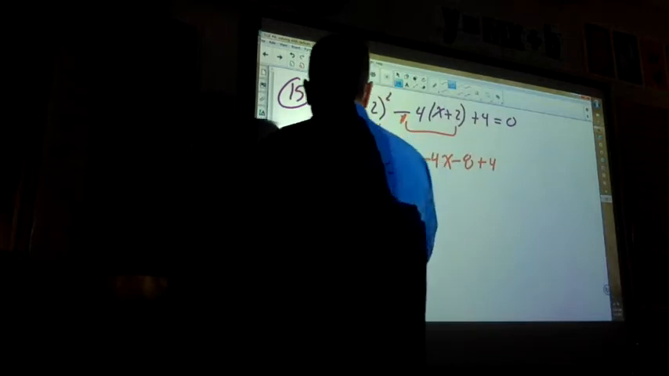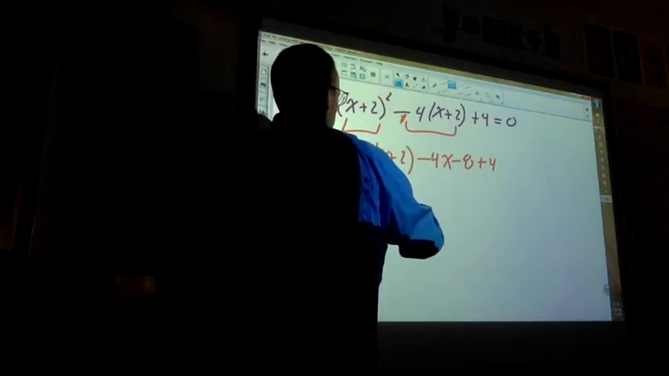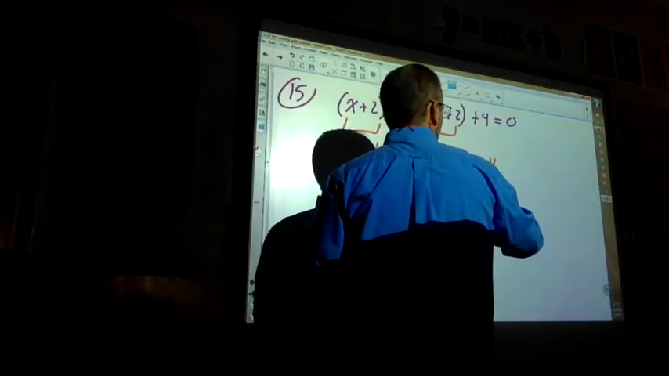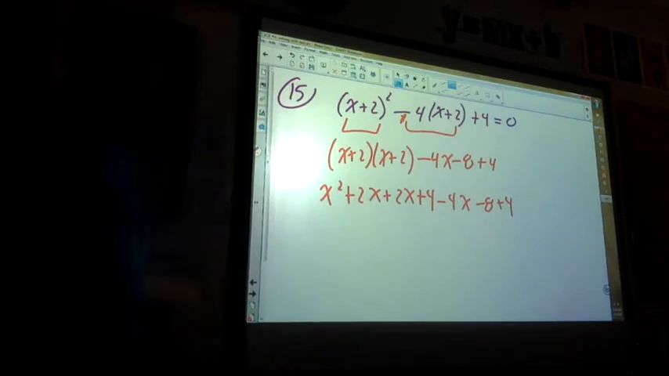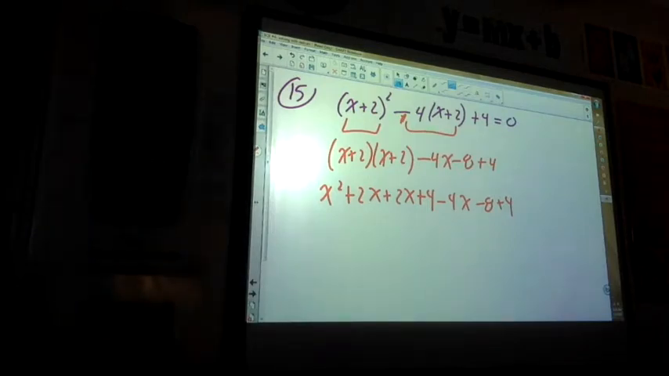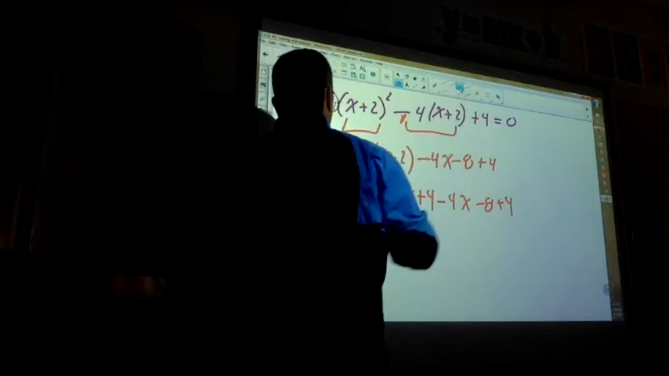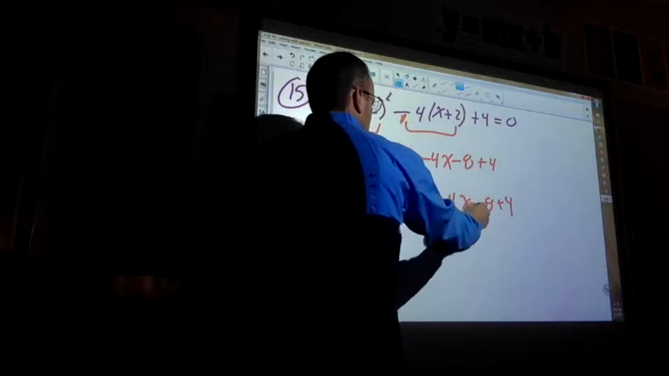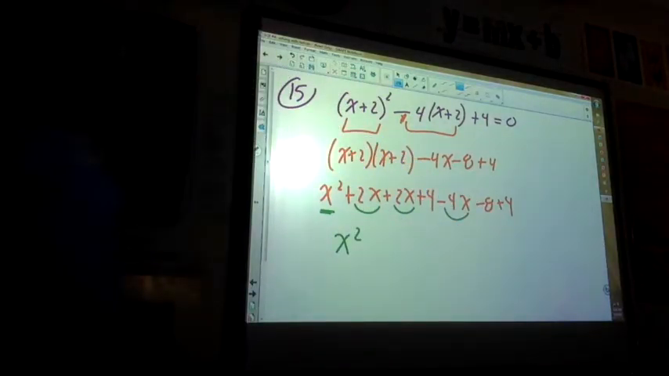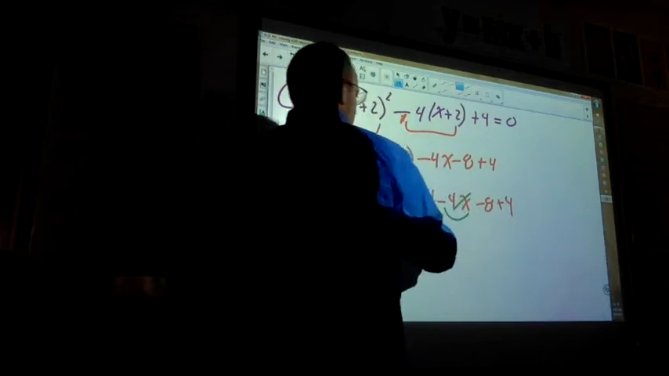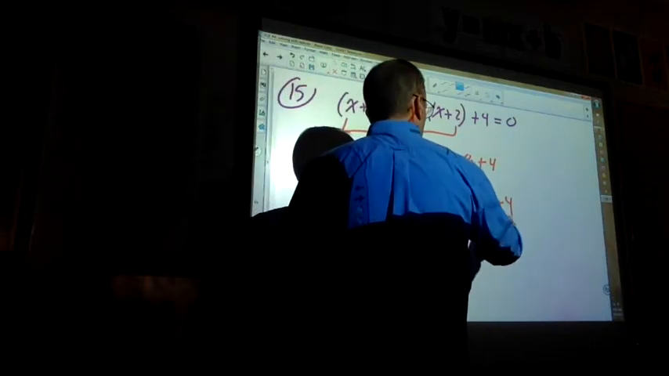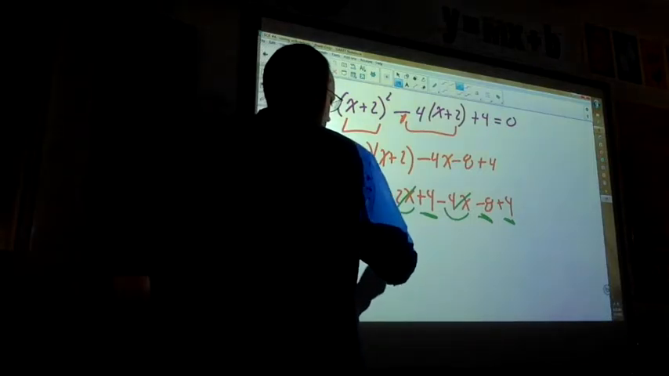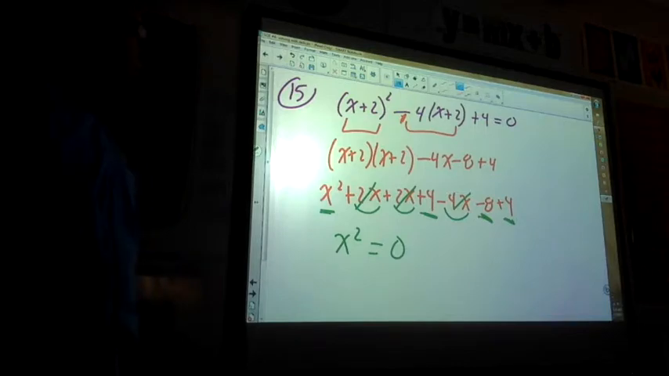So this, if I FOIL it out, it's going to be x squared plus 2x plus 2x plus 4 minus 4x minus 8 plus 4. Is that okay so far? So then let's clean this up a little bit. I have x squared by itself. I have 2x, 2x, minus 4x. They're gone, right? And then I have this, and this, and this. They're gone as well. Everything cancels out, right? So I get x squared equals 0.